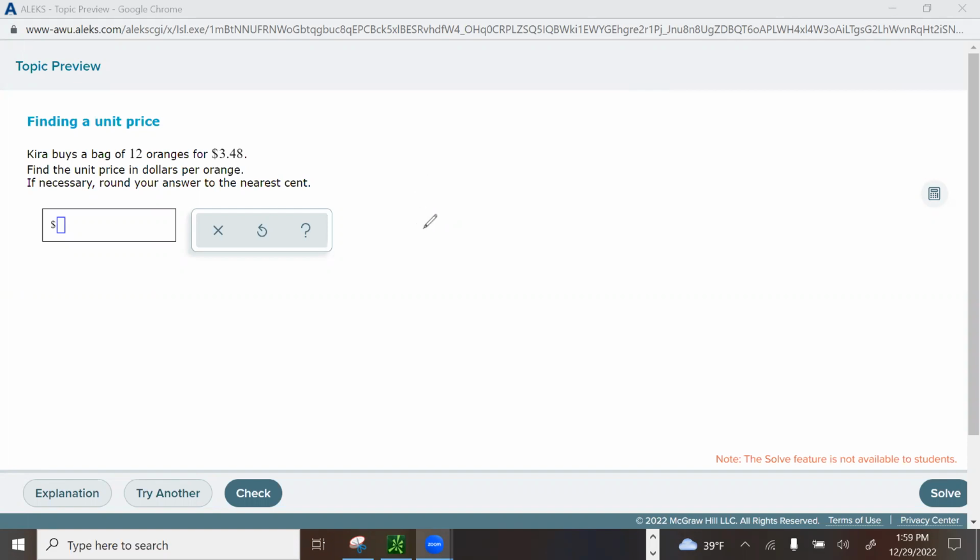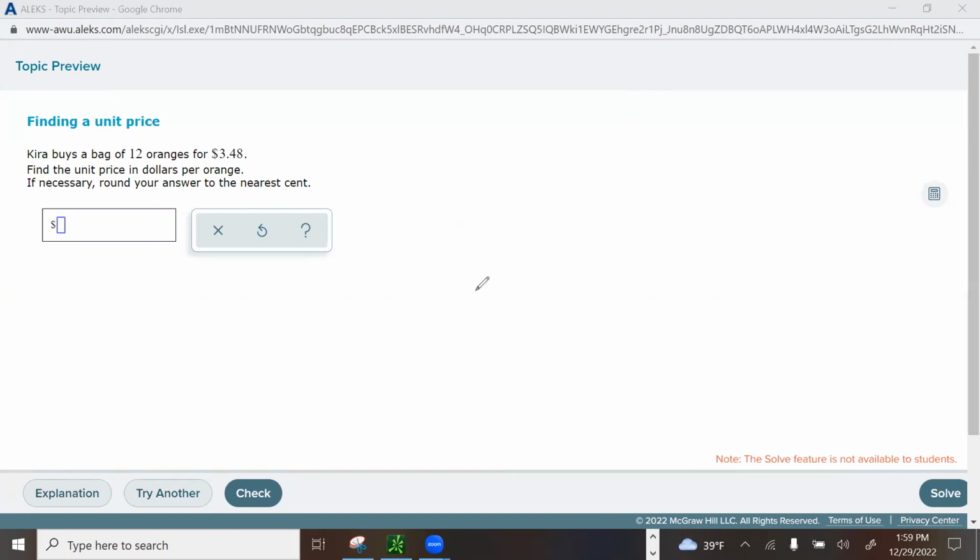Kira buys a bag of 12 oranges for $3.48. Find the unit price in dollars per orange, if necessary. Okay. So when they say unit price, they mean what's the price for one item? In other words, one orange. How much is each orange?